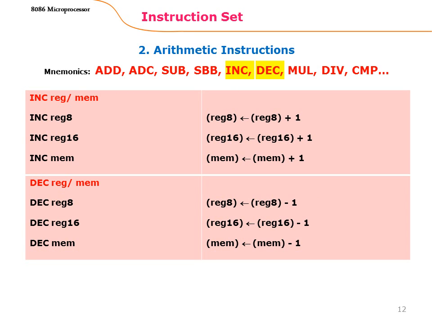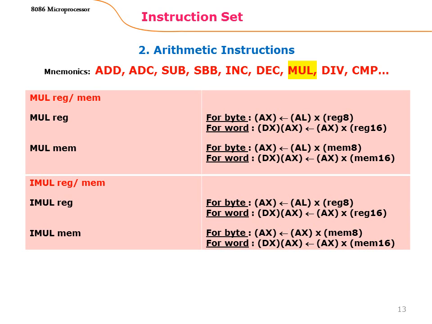Increment and decrement. Incrementing means adding +1 to the content of a register or a content of a memory location. Decrementing means subtracting 1 from the content of a register or a content of a memory location.